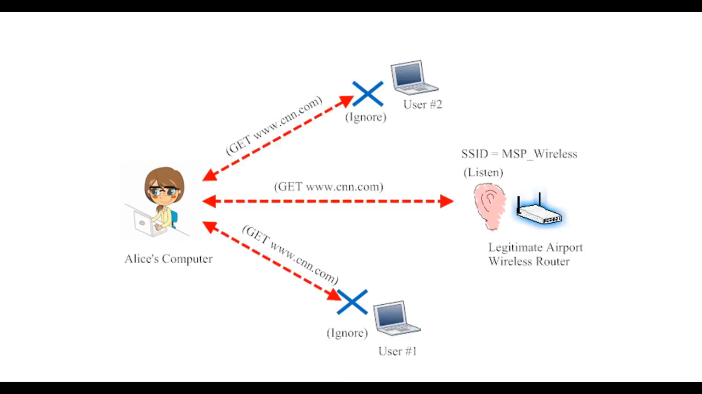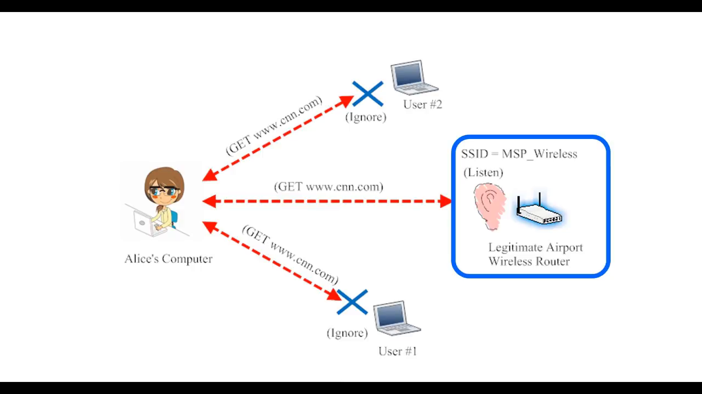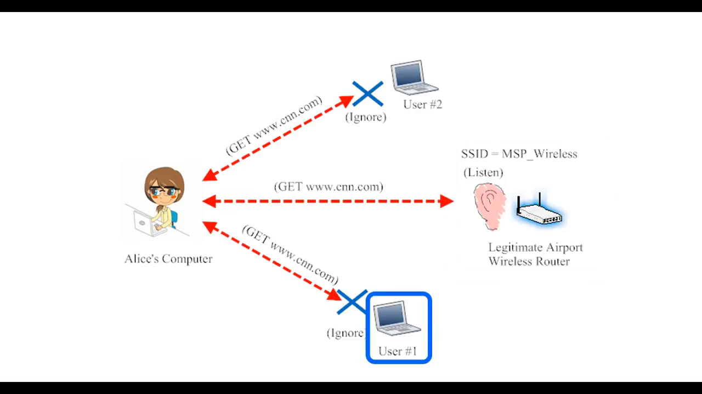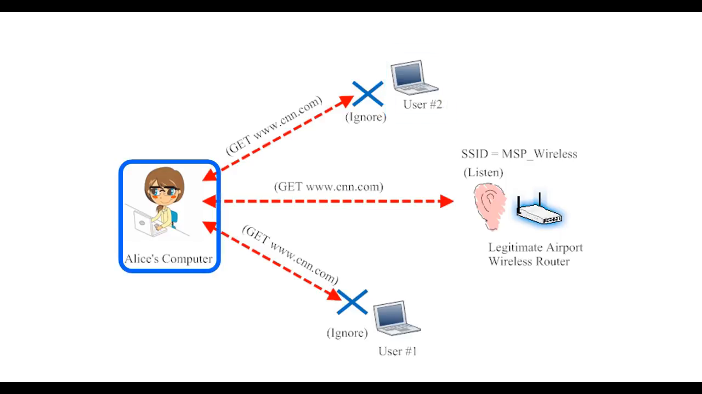This illustration shows how computers normally function on a network, that is, when they're not sniffing traffic. Over on the right side of the page, we have a wireless router that has been named MSP Wireless. We also have 3 computers connected to this wireless network: User 1, User 2, and Alice's computer. The red dotted line here represents Alice's computer sending a packet of information to the router. It's requesting the homepage for CNN.com.